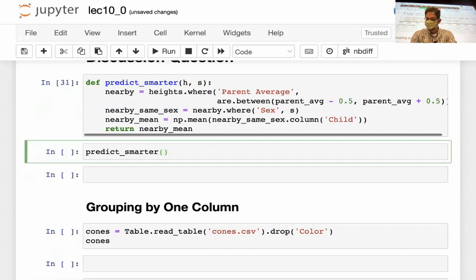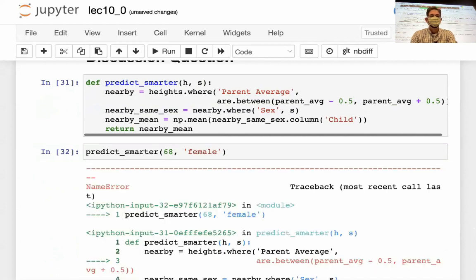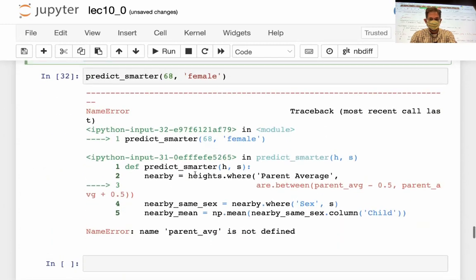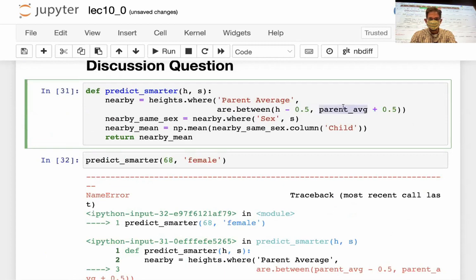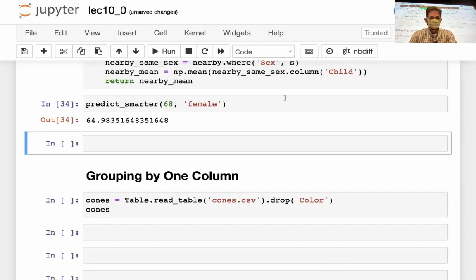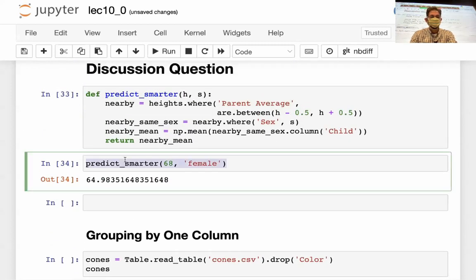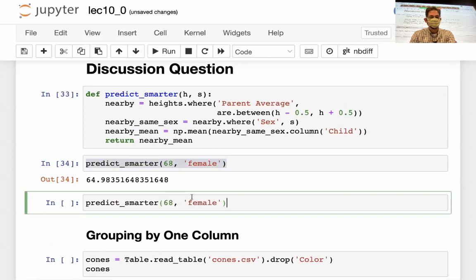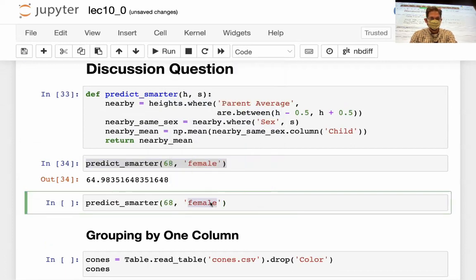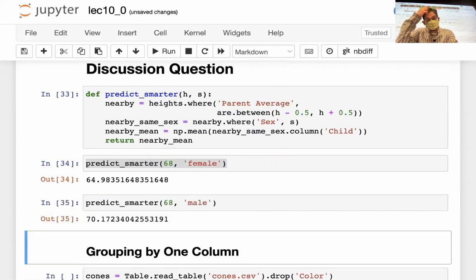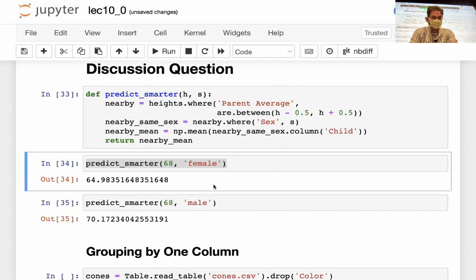This is a 2-argument function. If the parents' average height is 68 and the child is female, then... I screwed that up, didn't I? Then we get an average height of female children of 64 and an average height of male children of 70. Okay.